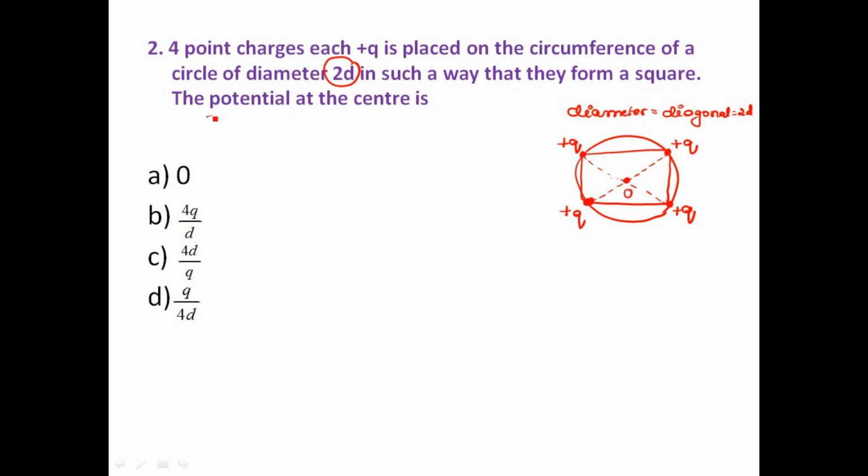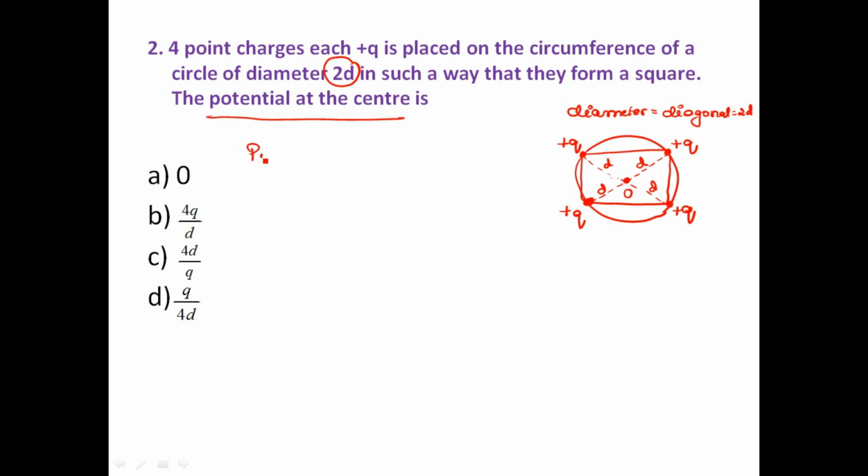What we have to find now is the potential at the center. What about the radius? As told, it is d, right? The radius here is nothing but d. What is the potential at the center of the circle here? It is due to all the 4 charges. Potential at the point is due to the system of charges here.